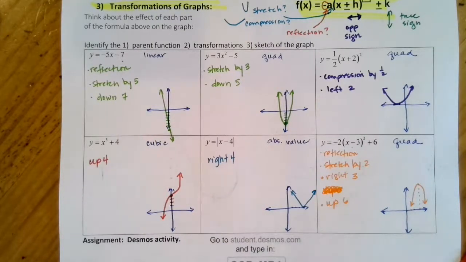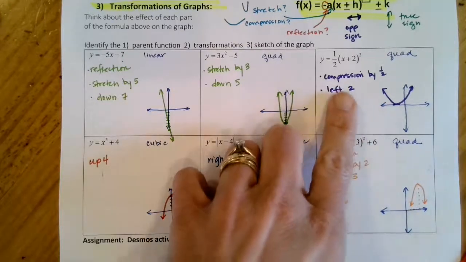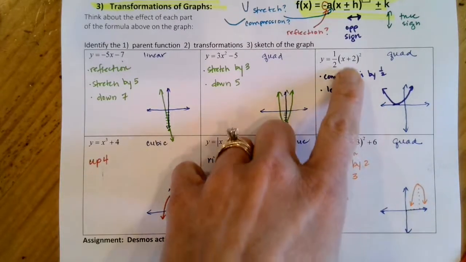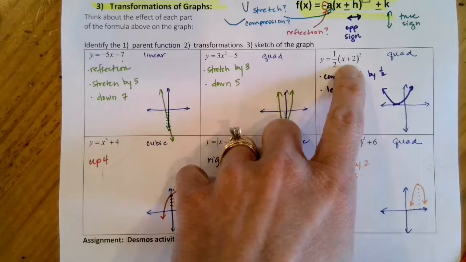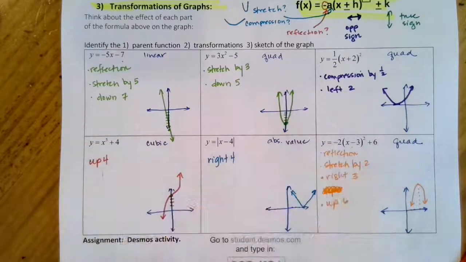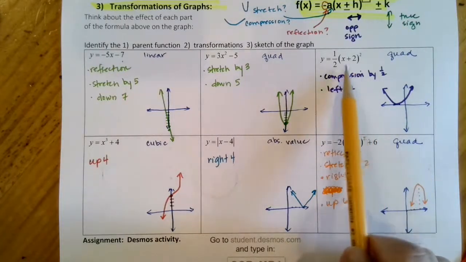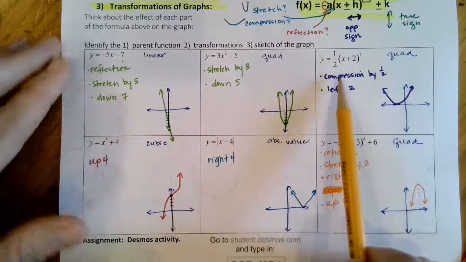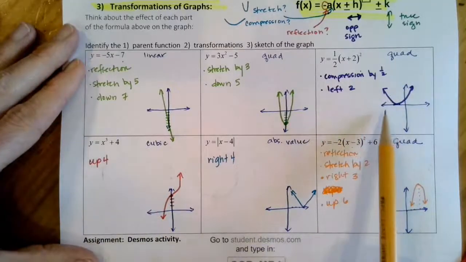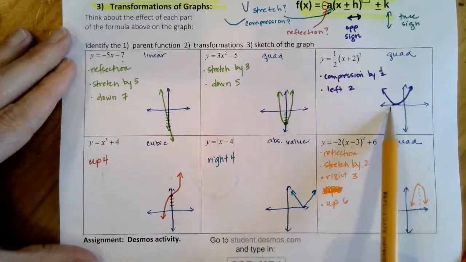All right, let's see how you did. I have a compression by 1/2, and remember that's naturally negative, which means I'm going to be moving to the left. If I see a positive, that means there was a negative movement, so that means I'm going to go to the left too. So that compression is going to make it open wider, and it's going to move it 2 to the left.